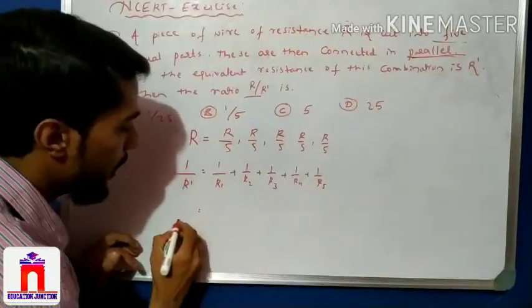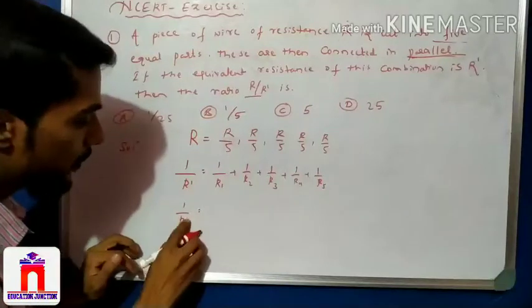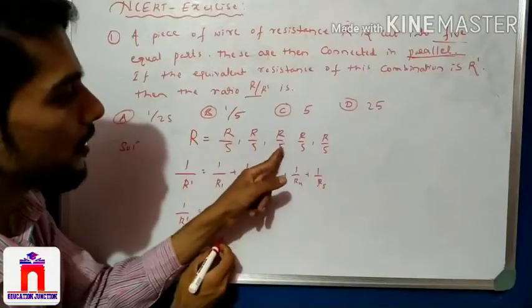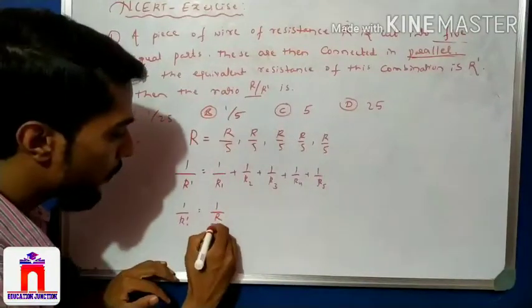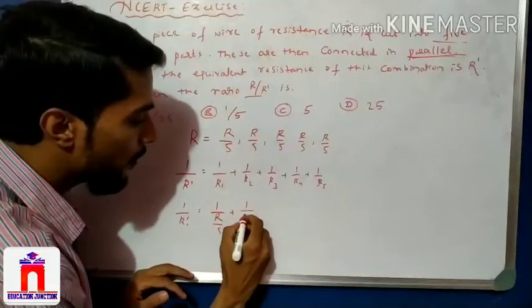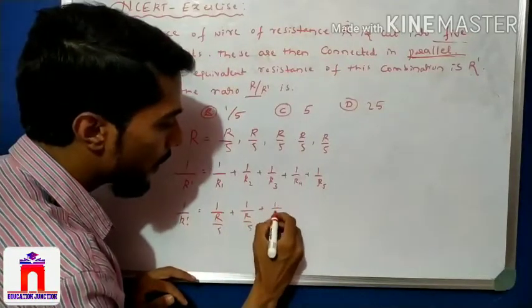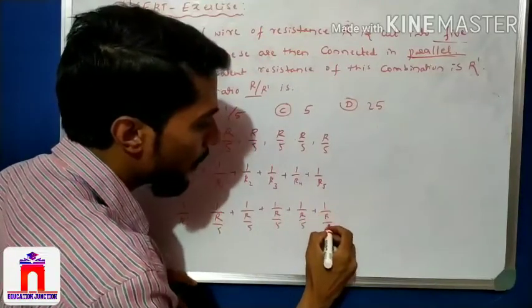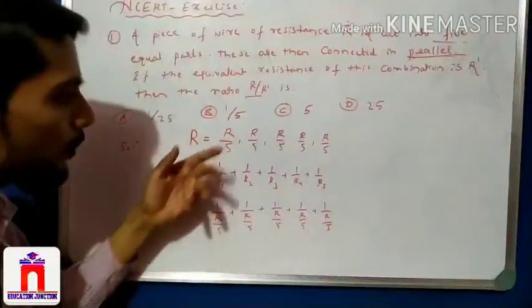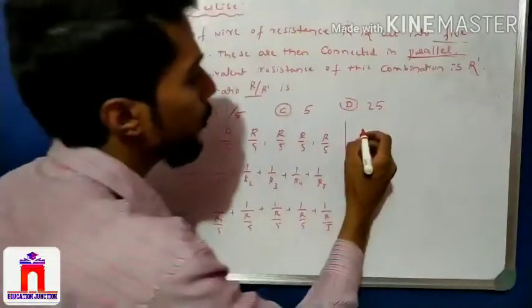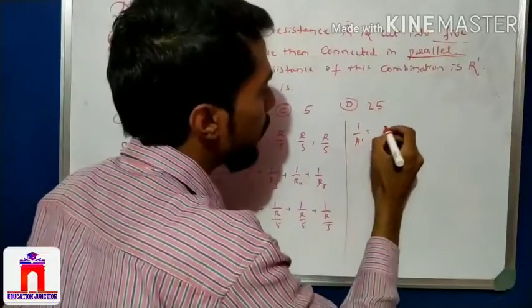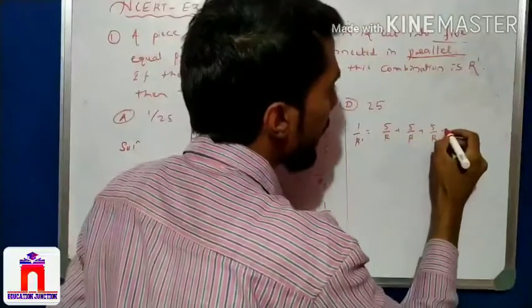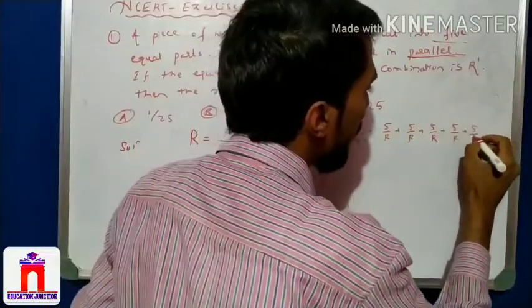So here we get 1 by R dash is equal to 1 by R1, R2, R3, R4, R5. R1 is R by 5, and all are equal parts, so 1 by R by 5 plus 1 by R by 5 plus 1 by R by 5 plus 1 by R by 5, and so on. Taking R upside, it goes to the numerator, so 1 by R dash is equal to 5 by R plus 5 by R, five times in total.